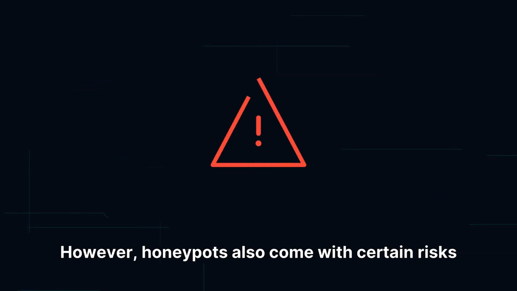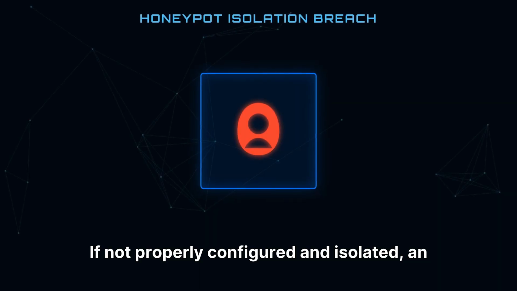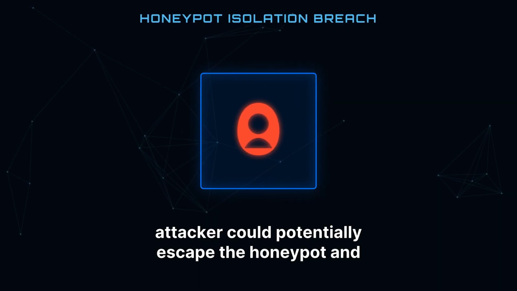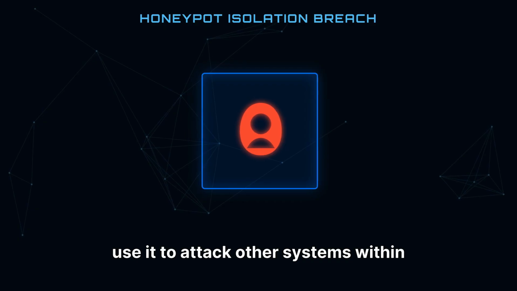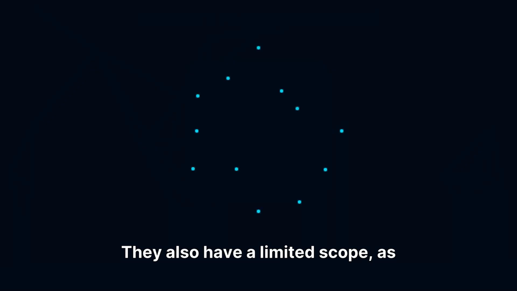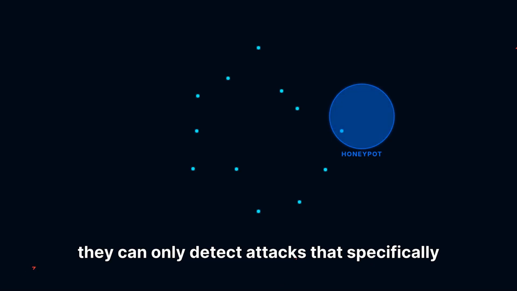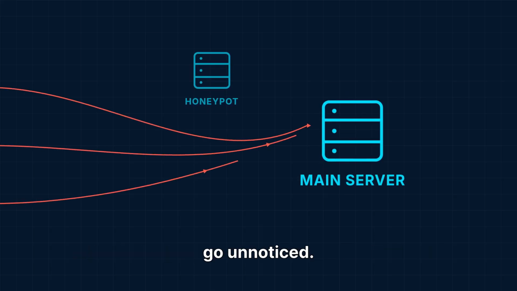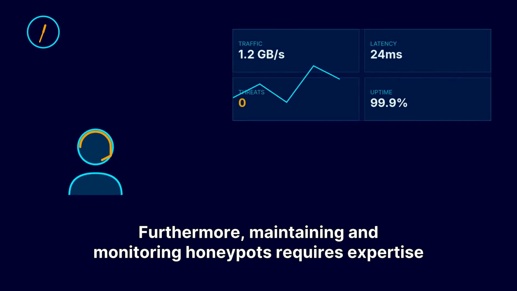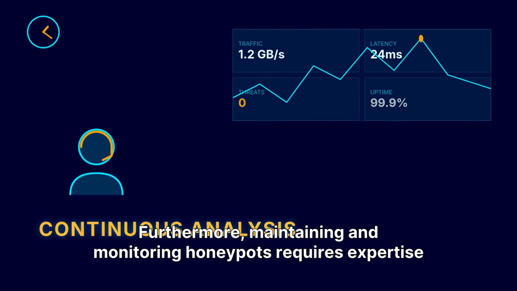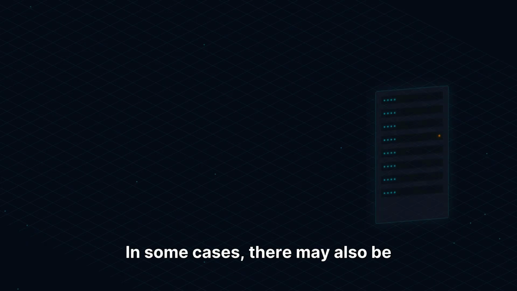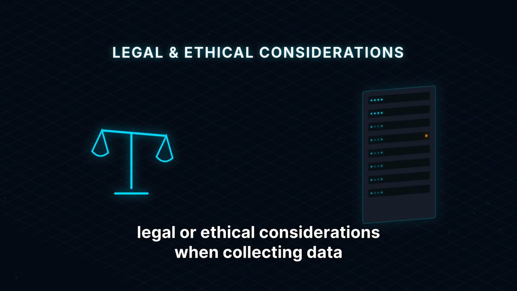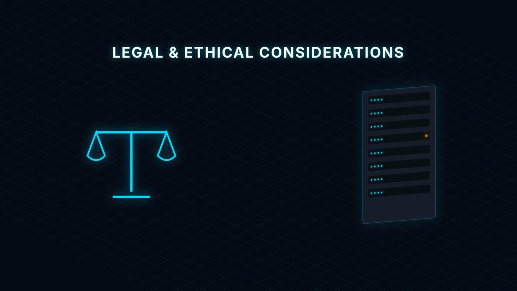However, honeypots also come with certain risks and limitations. If not properly configured and isolated, an attacker could potentially escape the honeypot and use it to attack other systems within the network. They also have a limited scope, as they can only detect attacks that specifically target them. Attacks that bypass the honeypot entirely will go unnoticed. Furthermore, maintaining and monitoring honeypots requires expertise and continuous analysis. In some cases, there may also be legal or ethical considerations when collecting data from attackers.